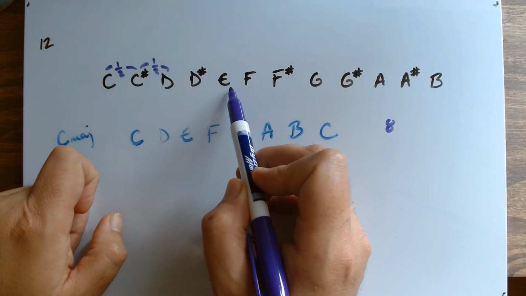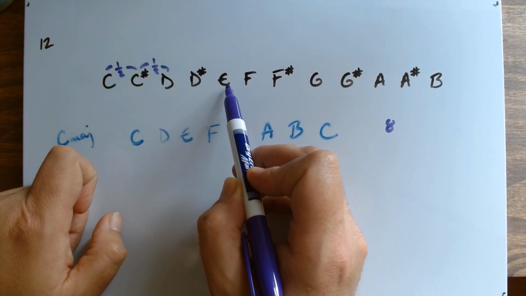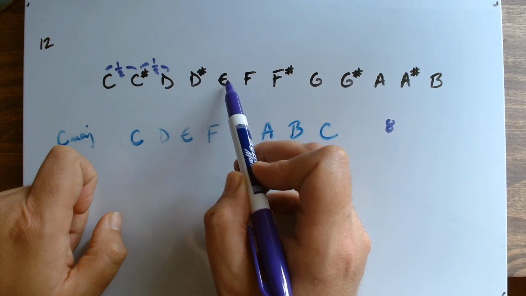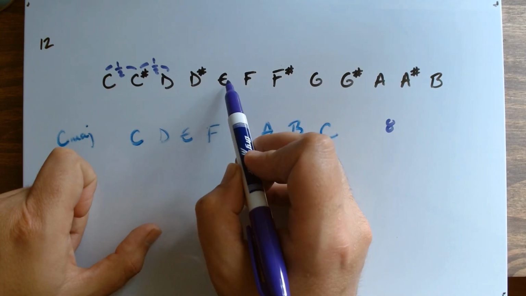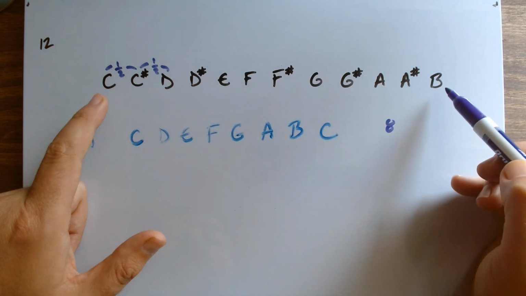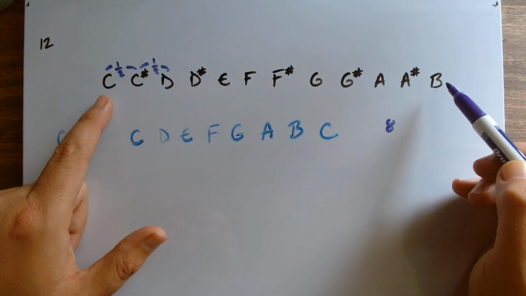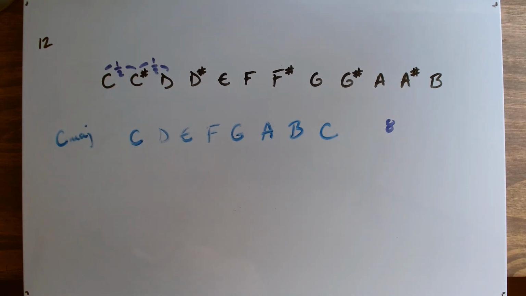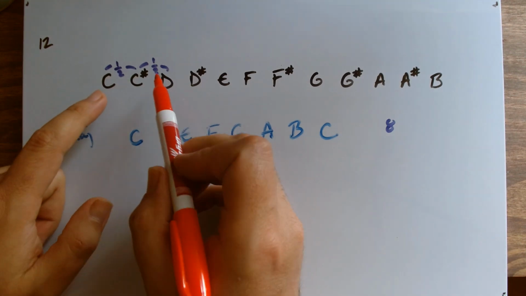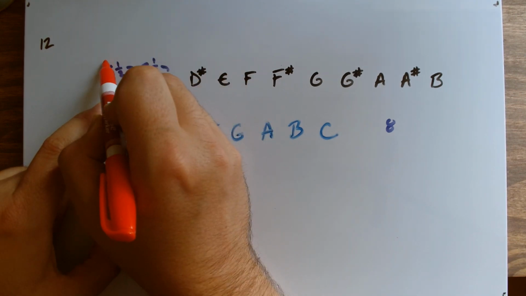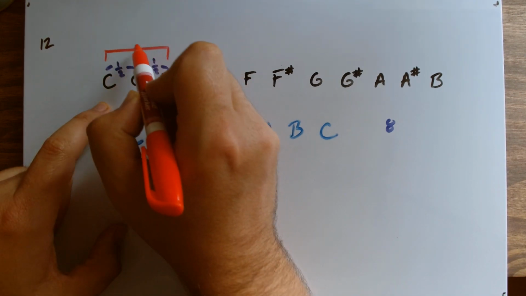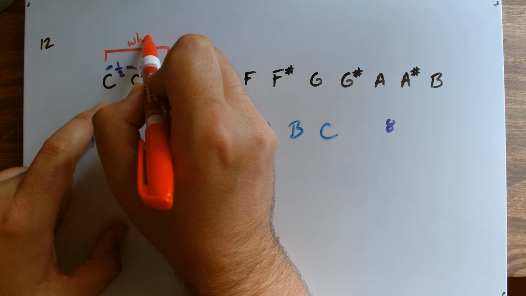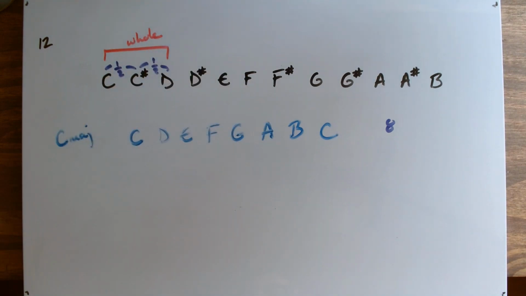This is still a half step between E and F. Remember, there's no E sharp. It doesn't exist. Okay, it's just an F. So this is also a half step. And there's also a half step between B and C. Okay. Last thing to know is that if you take two halves and you put them together, what do you get? Yeah, you get a whole step. Okay? So we're going to work with halves and wholes.